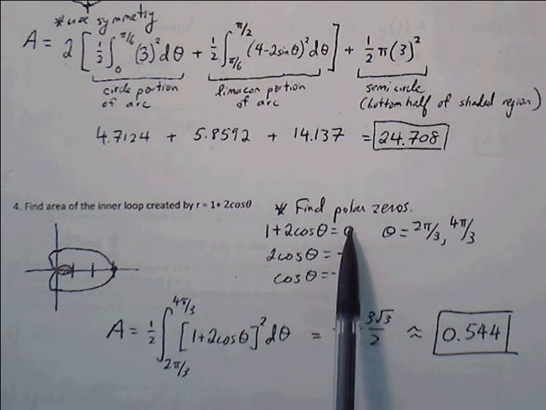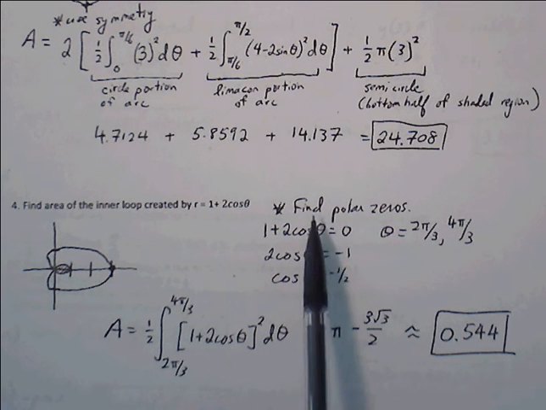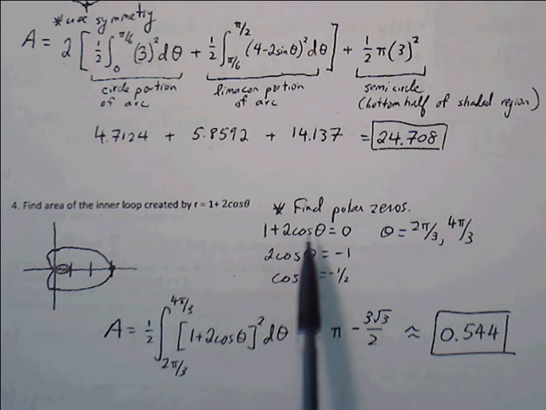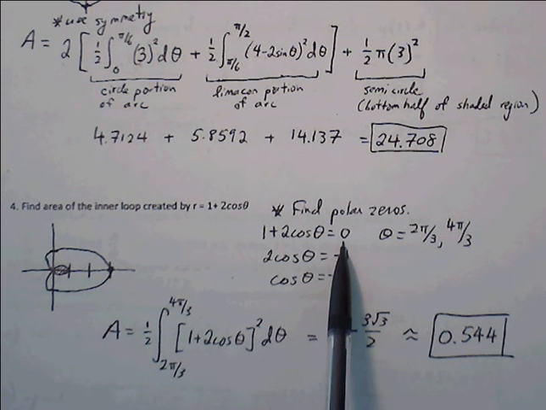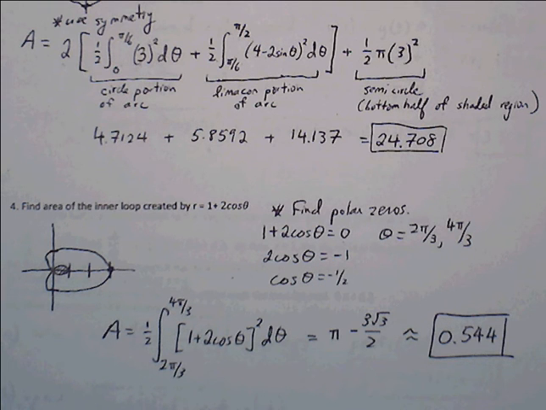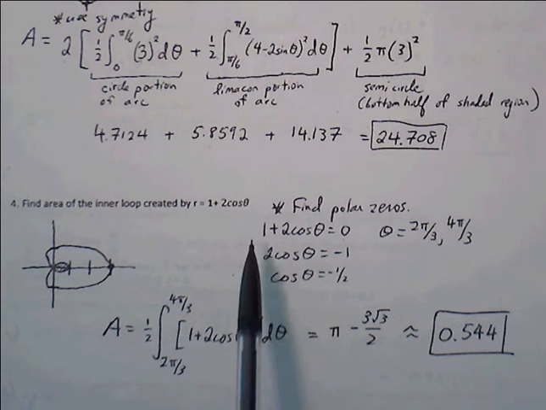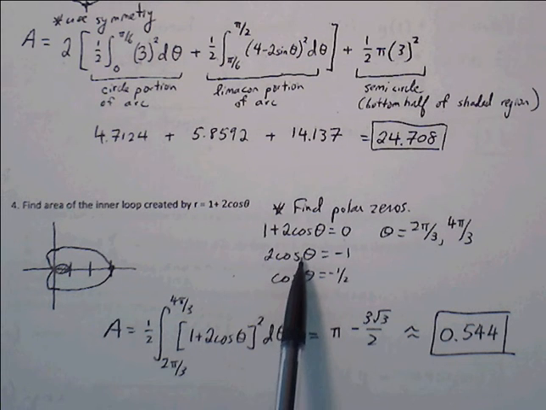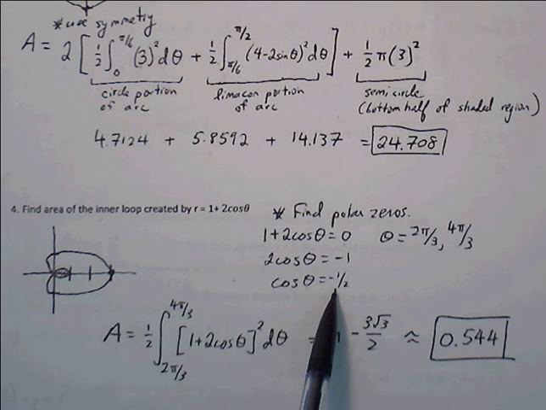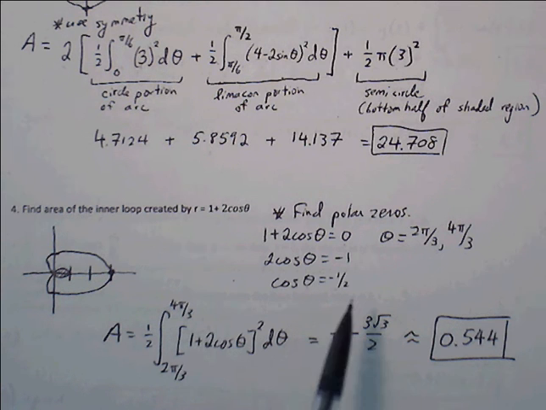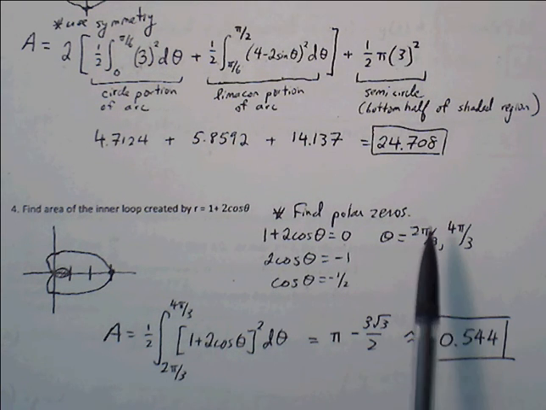To find those polar zeros, we can set the equation equal to 0. So 1 plus 2 cosine theta equals 0. We want to figure out when the graph is going to cross through the origin, the polar 0. So 2 cosine theta equals -1. Subtract the 1 over, divide by 2. So when is cosine equal to -1/2? Cosine is equal to -1/2 in the second and third quadrant, so at 2 pi over 3 and 4 pi over 3.